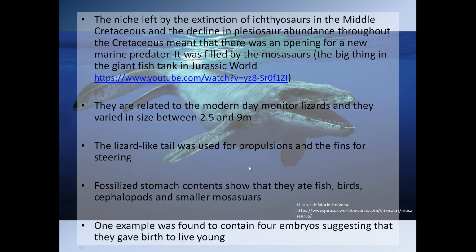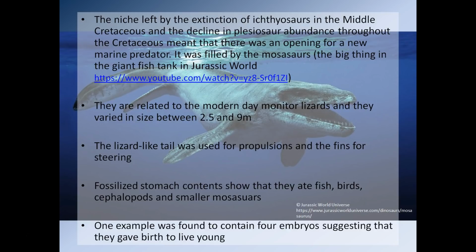So, the final group of marine reptiles are the mosasaurs. Now, there was a niche left by the extinction of the ichthyosaurs in the Middle Cretaceous. So by the time making it to the Middle Cretaceous, the ichthyosaurs are actually on the way out. At the same time, the plesiosaurs are also decreasing significantly in their abundance. So there's an opening for a new apex marine predator. And this opening was filled by the mosasaurs.